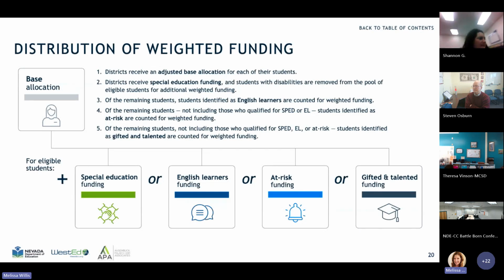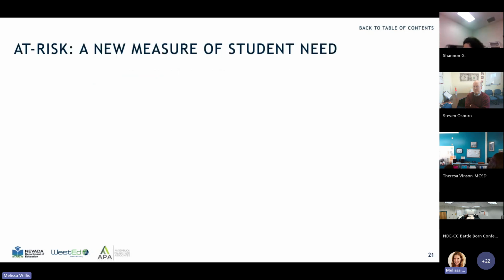Lastly, of the remaining students, not including those who qualified for special education, English learner, or at-risk weights, students identified as gifted and talented are counted for weighted funding. Students can only generate funding in one category, but districts can receive funds in some or all categories, depending on the students they serve. At risk, a new measure of student need.